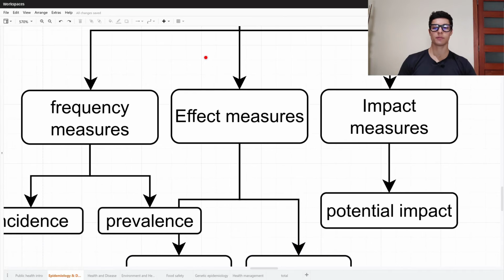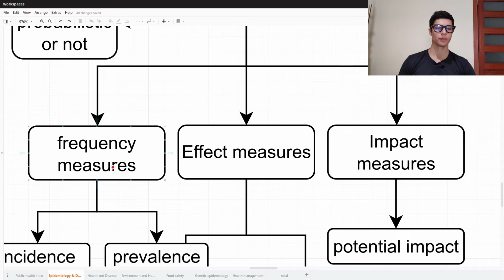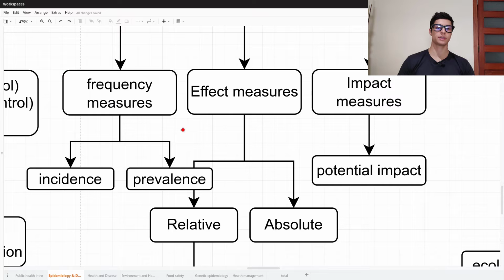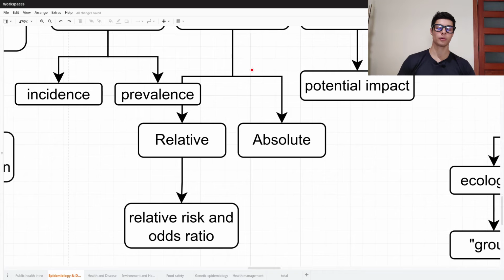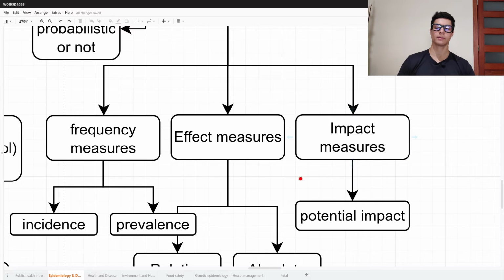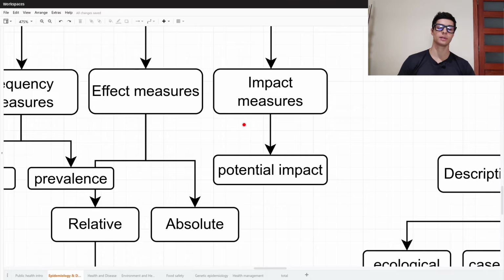So there are three types of measures here. The frequency measures are incidence and prevalence, and we talked about this before. Frequency measures say how many new cases or whatever we want to study there are, how many. Effect measures tell us how something is done, how is the relative risk and the odds ratio, and then the absolute how. And then we have the impact measures that tell us how much, the potential impact that something can have on a given population.